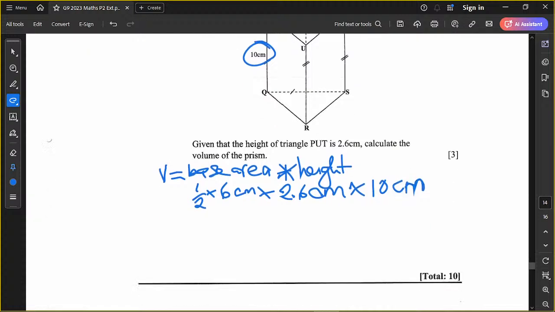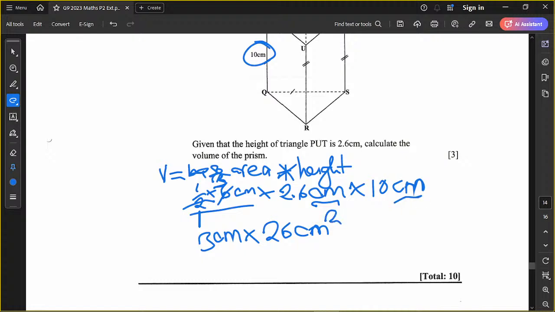Okay, so what we can do now is simplify this fraction. 2 into 2 goes 1, 2 into 6 goes 3 times, 1 into 1 goes 1 time. 1 times 3 centimeter gives us 3 centimeter. Then 2.6 centimeter times 10 gives us 26 centimeter. Now remember, we are multiplying centimeter by centimeter, which gives us centimeter squared. Here I'm trying to make things easy. Don't complicate them.